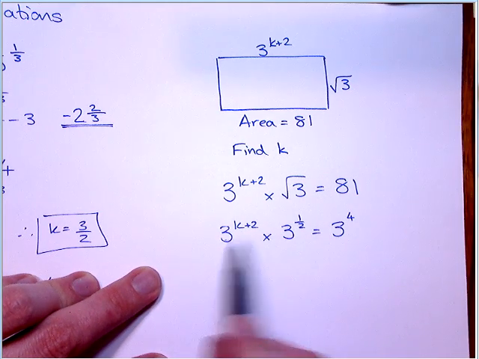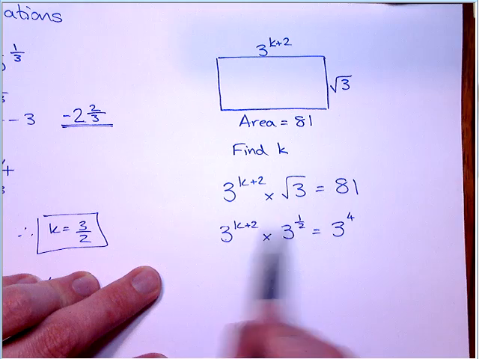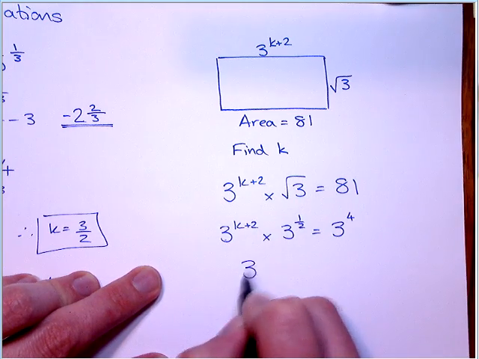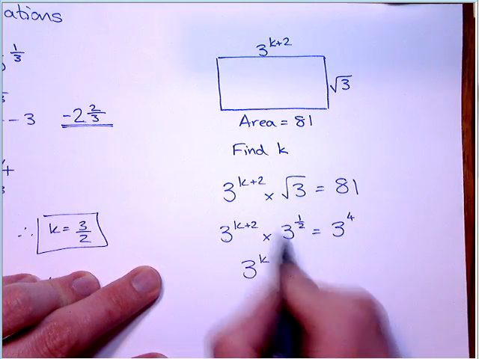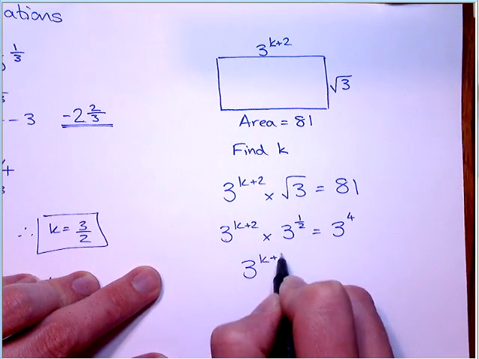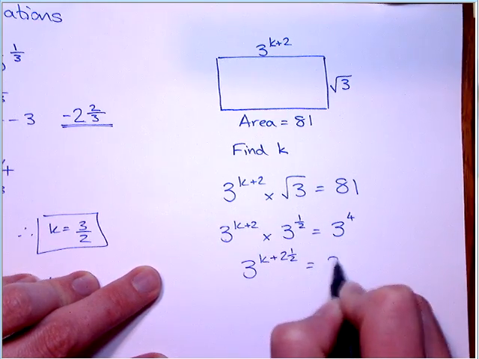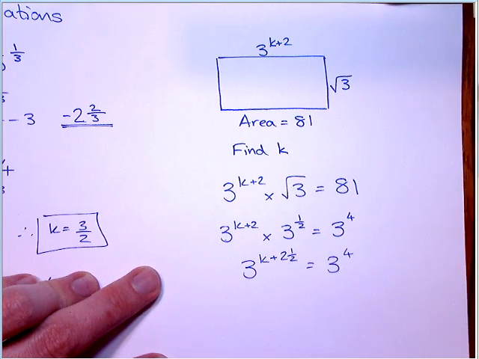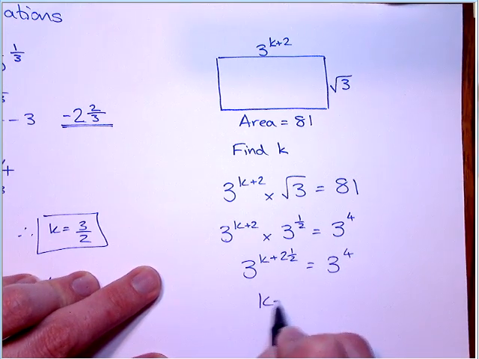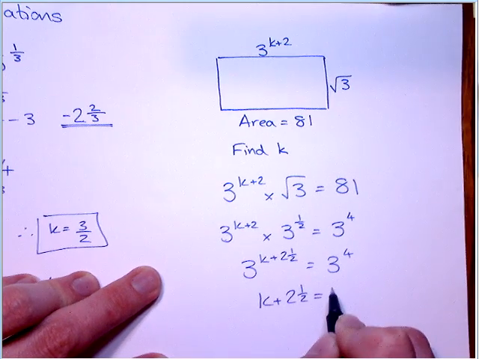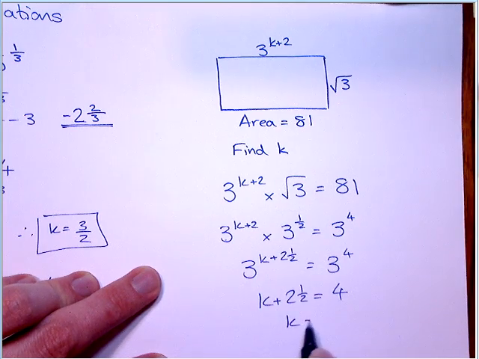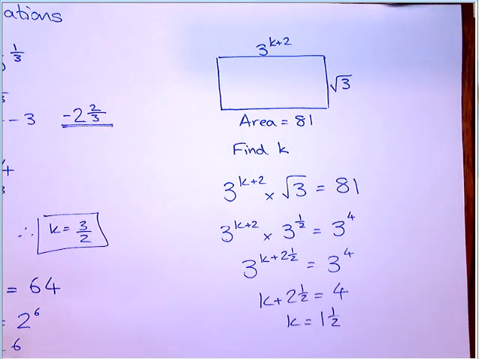So now, we're multiplying the same base value, so we can add these powers. So we've got 3, we haven't got any other k's, but 2 plus a half is 2.5. So now we've got the same base value, so k plus 2.5 is equal to 4. So k is therefore 1.5, or 3 over 2. So that question is pretty mean, but there you have it. That is the hardest solving equations can actually get.